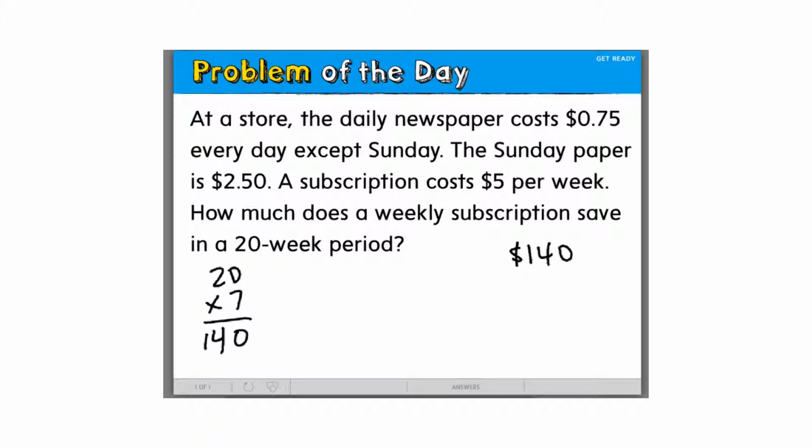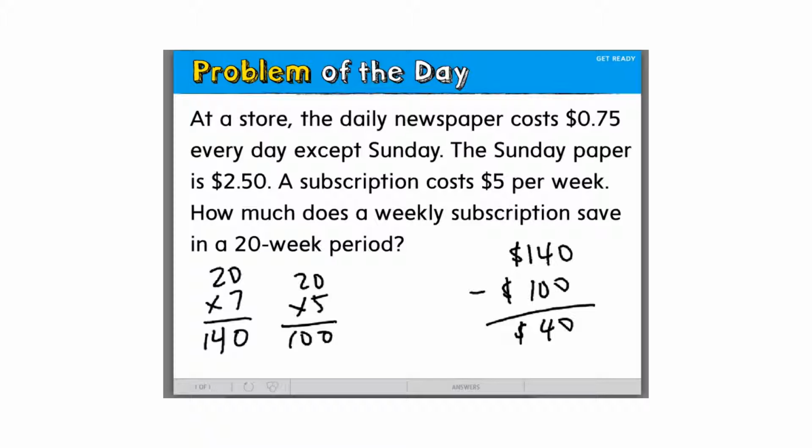If I paid $5 a week for 20 weeks, I would pay $100. If I subtract those, because we're trying to find the difference, it would be $40. The other way you could have gone is that buying the paper separately costs $7 a week, and a subscription costs $5 a week, which is a difference of $2 a week. Then you could multiply $2 by 20 weeks, which would give you $40.